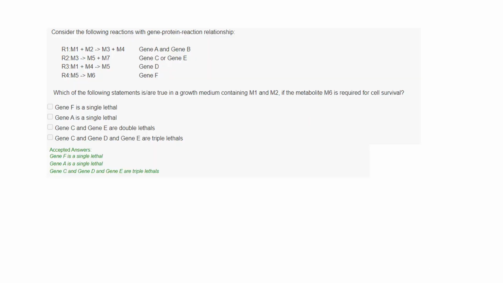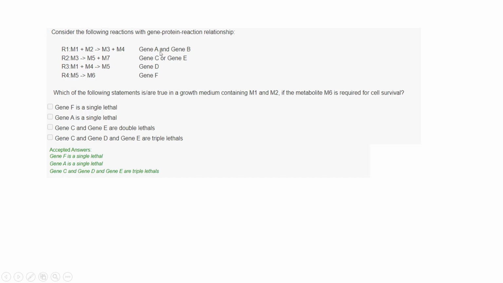Why not Gene A? Gene A is also a single lethal, because if you delete Gene A, your M3 and M4 will not be formed. Yeah, the other options are correct. So if you delete Gene F, there is no formation of M6, which is your objective. Gene A also, if you delete, you won't get M3 and M4, because these are the only sources.